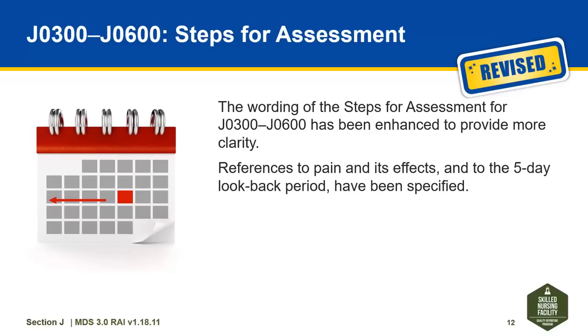If the resident is unable to answer the primary question on pain presence item, J0300, skip to the staff assessment for pain, beginning with indicators of pain or possible pain, item J0800. The wording in the steps for assessment for the pain assessment interview has been enhanced to provide more clarity. References to the effects or interference of pain and to the 5-day look-back period have been specified.